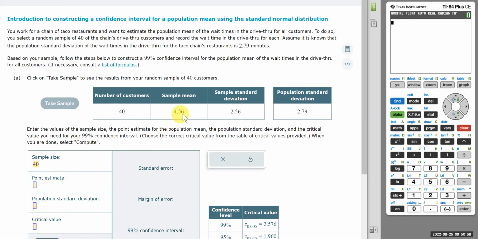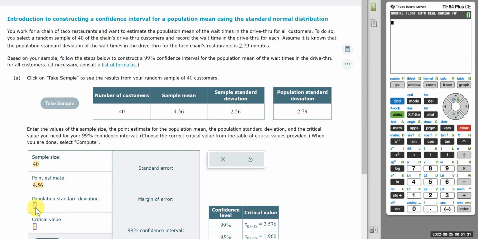And then the mean for the sample was 4.56. So the sample mean, that's called our point estimate. So the point estimate is the single number that is our best, basically educated guess at the mean for the whole population. So this would be X bar. So sample mean, X bar, is our best estimate for the mean wait time for all customers.